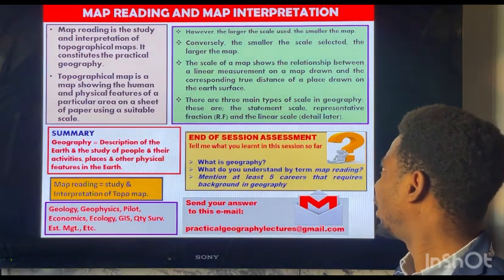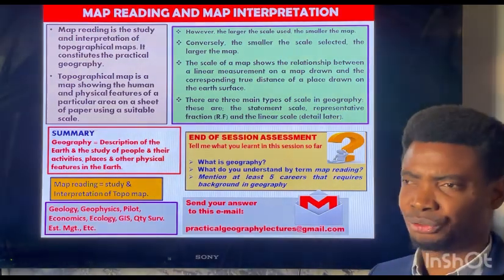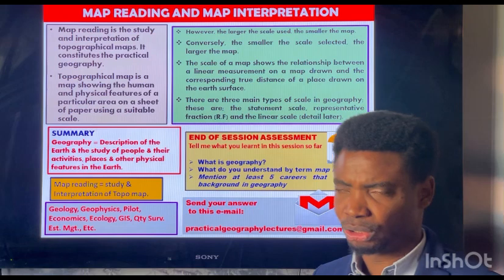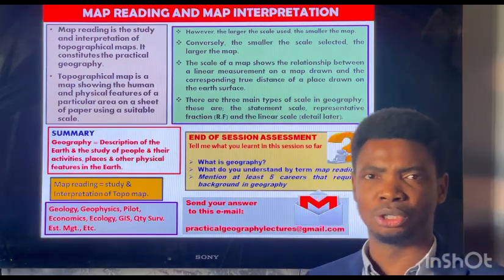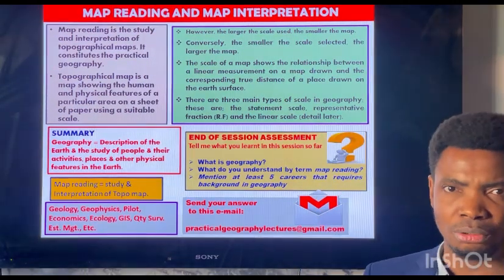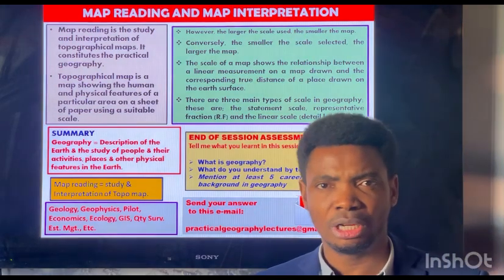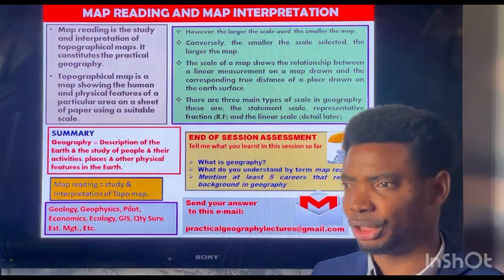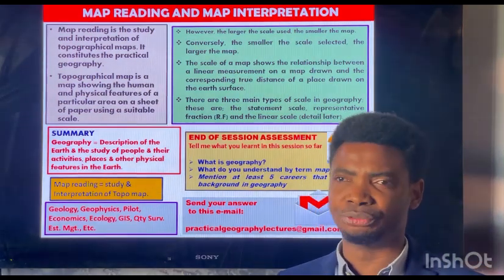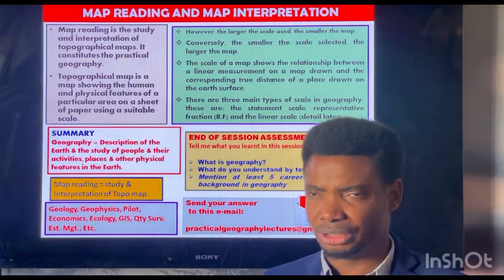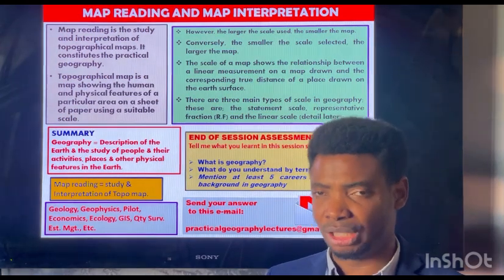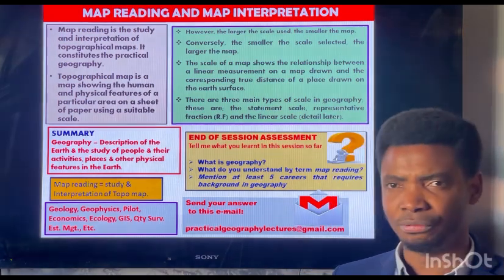So there are three main types of scale that I'm still going to be talking about in the next video. We have the linear scale, we have the statement scale, and we have the representative fraction. Let me just leave you with these three for now, and we are going to be dealing with more of that in the next video.